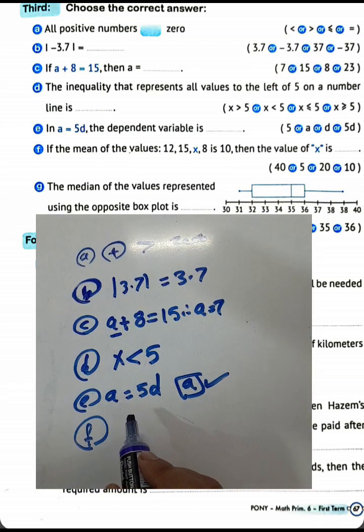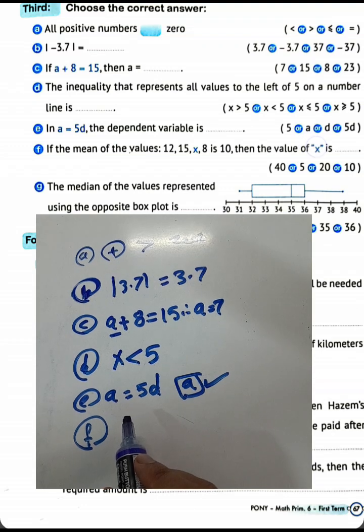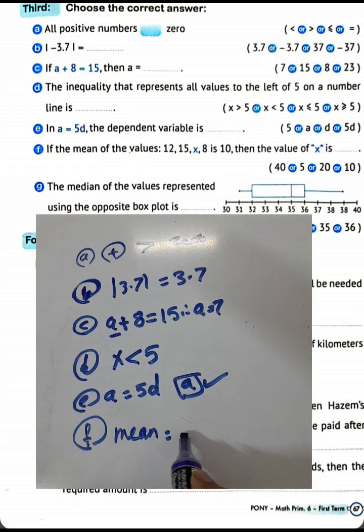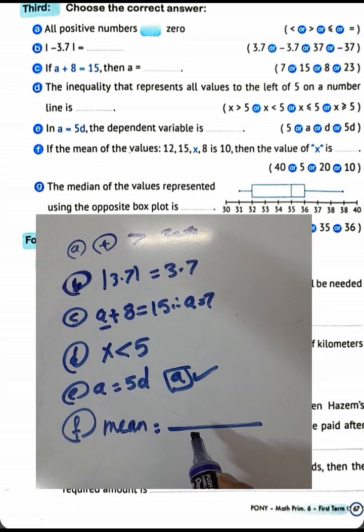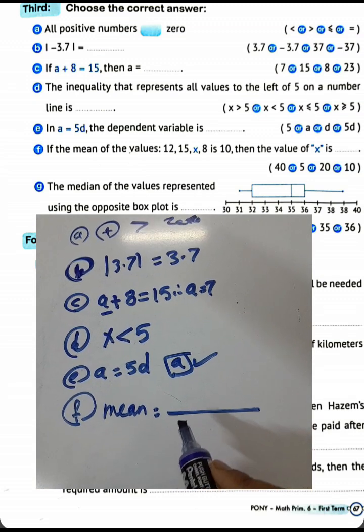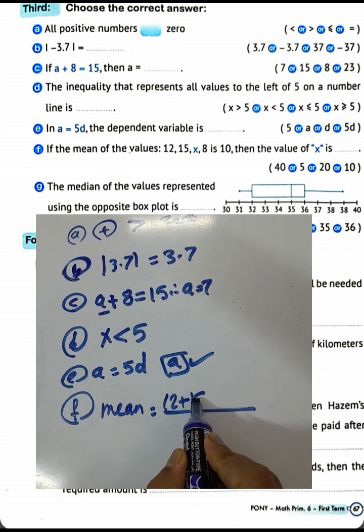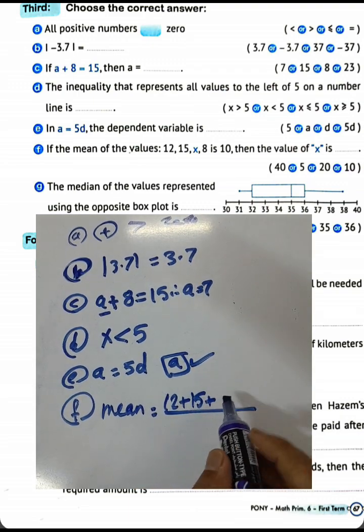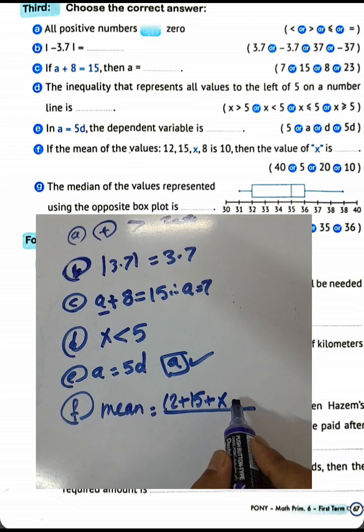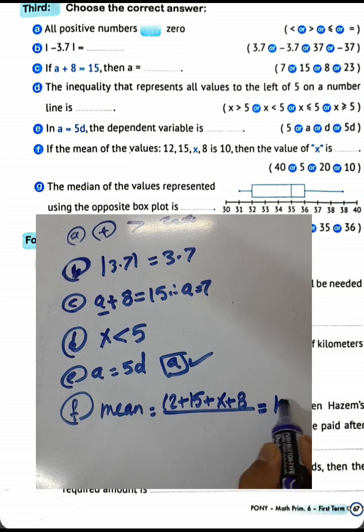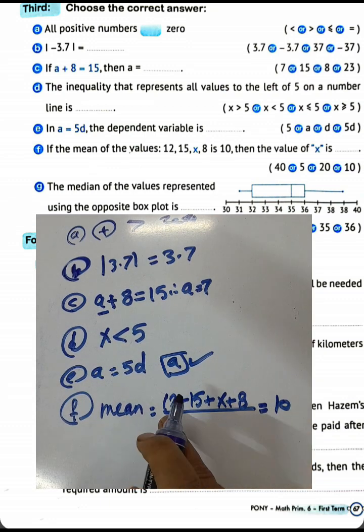If the mean of the values is 10, then the value of x equals what? First we know the mean equals the sum of all values divided by the number of values. How many values are there in this example? We have 12, 15, x, and 8. He gives us the mean equal to 10. 1, 2, 3, 4. We have 4 numbers.